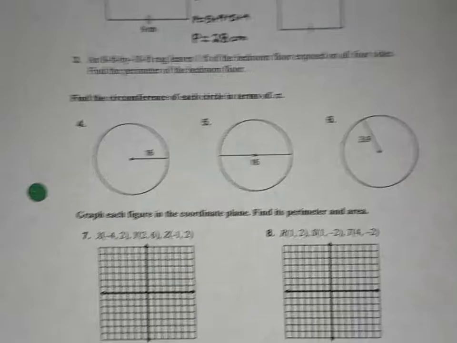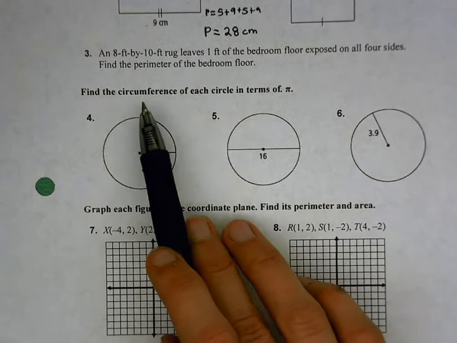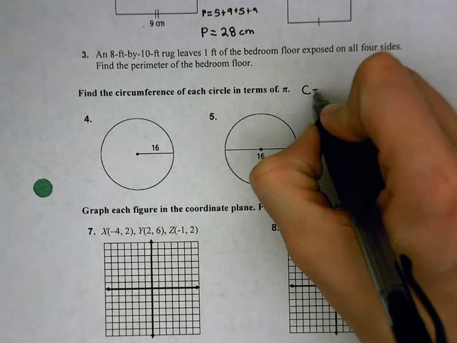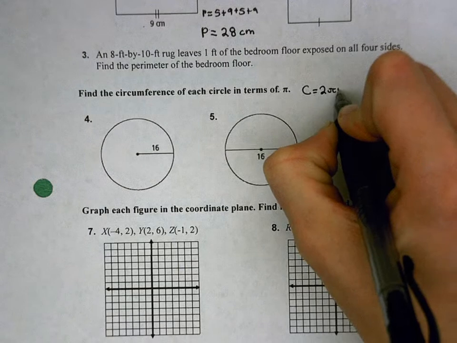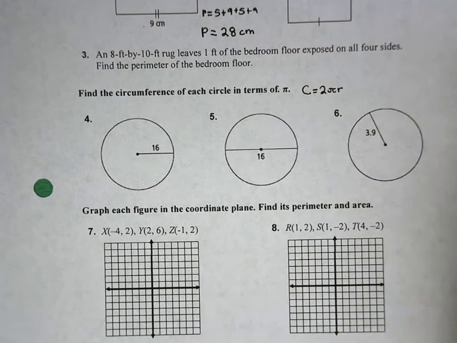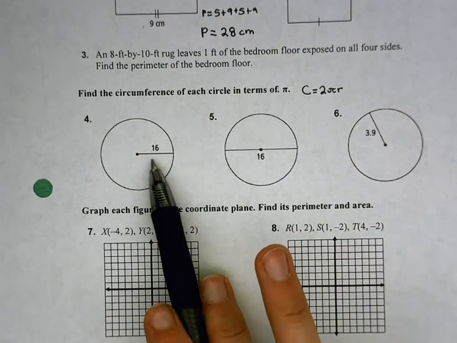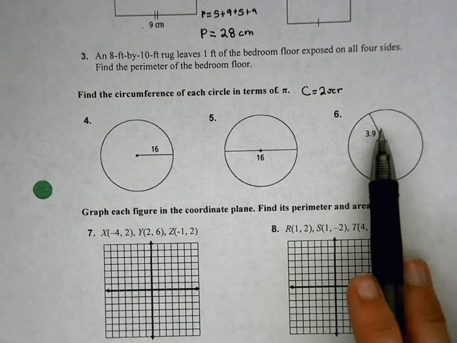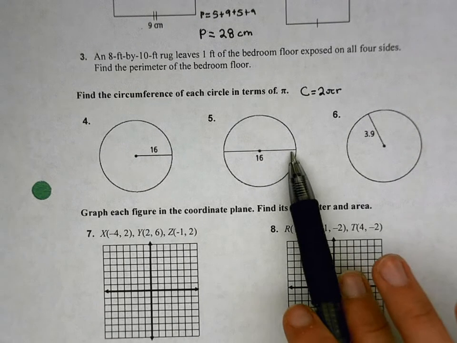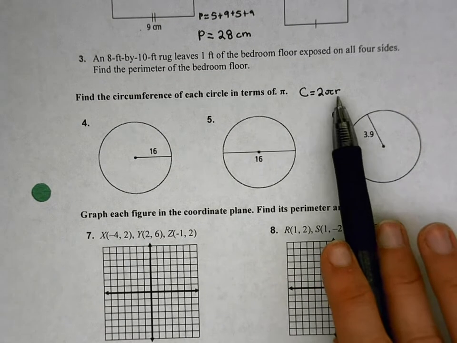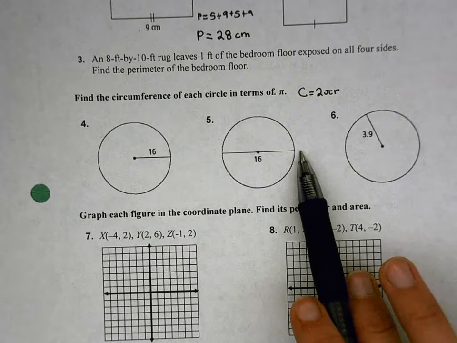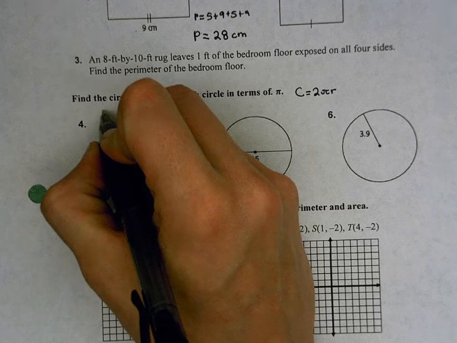Okay, sliding down here, let's look at a circle. With a circle, we are finding circumference. Circumference of a circle, we use the equation circumference equals 2 pi r, where r is the radius. It's halfway across the circle. And so in number 4 here, we're given our radius. Number 6, we're given our radius. Number 5, though, we're given all the way across. All the way across is 16. So the number I want to put into my radius up here is going to be the halfway across, which will be 8.